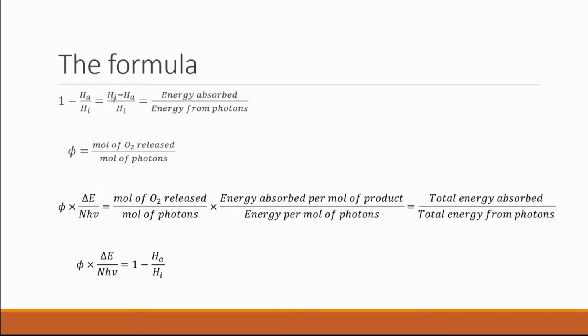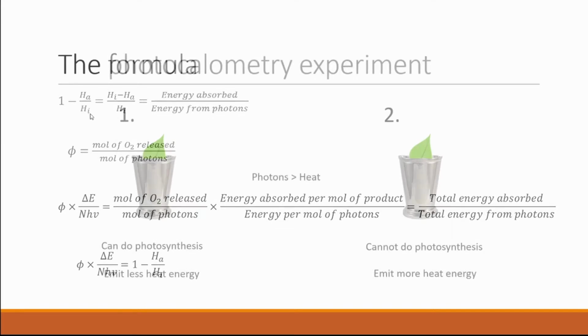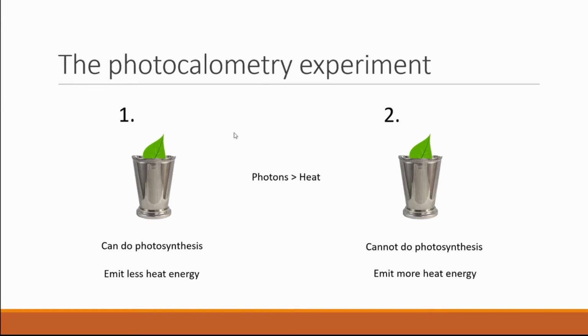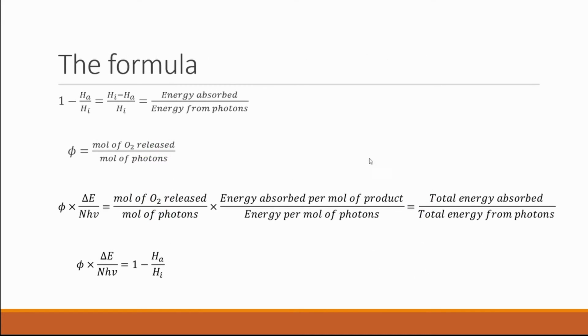So we have 1 minus HA over HI. HA is the heat released by the active leaf, while HI is the heat released by the inactive leaf. So the active leaf refers to the one that can do photosynthesis, while the inactive leaf is the one that can't do photosynthesis. So 1 minus HA over HI, we can convert that into HI minus HA over HI. And that's because 1 turns into HI over HI, because the same number divided by the same number turns into 1. And you combine the fraction, you get this amount.